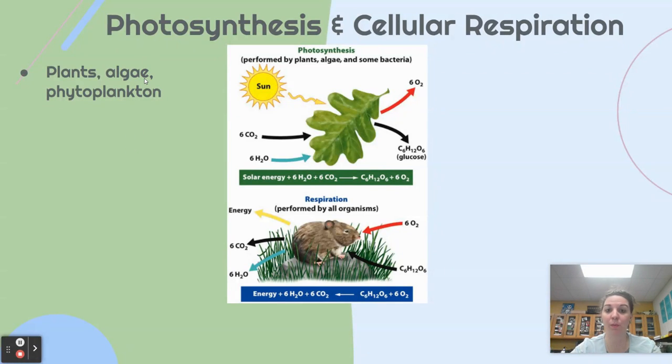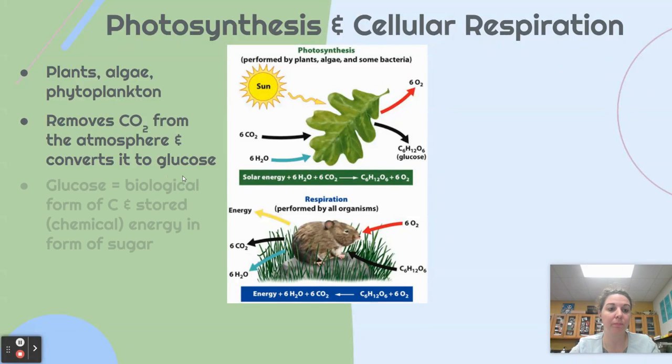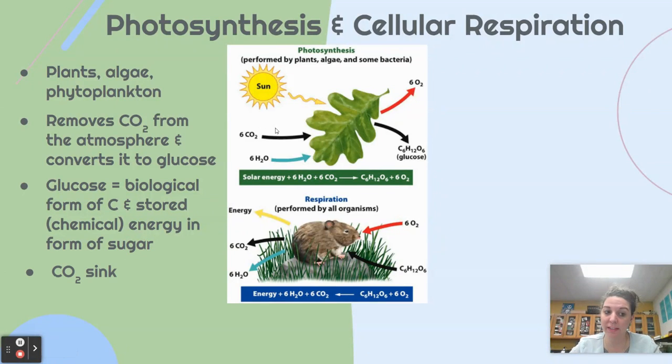So our photosynthesis, we hopefully know, is going to be done by things like plants, algae, phytoplankton. It's going to take carbon dioxide from the atmosphere and turn it into glucose, which is a carbon-containing molecule. The formula for that glucose is right there, C6H12O6. And then that glucose is going to store energy in the form of sugar. So photosynthesis would be considered the carbon dioxide sink because it's taking carbon dioxide from the atmosphere.